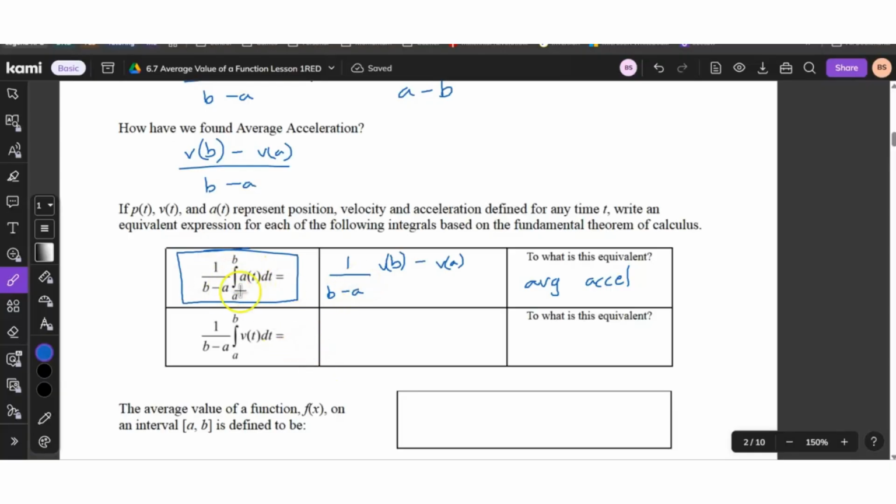So when we integrated from A to B, we end up with this part. And if we're multiplying it by this constant, which are the same two bounds, ultimately we end up with the formula that we took for the average acceleration. So it's just another way for us to write the average. So this one is going to be what? Average velocity. Exactly, B minus A. It's the same thing, except that this is going to be P of B minus P of A, and it is the average velocity.